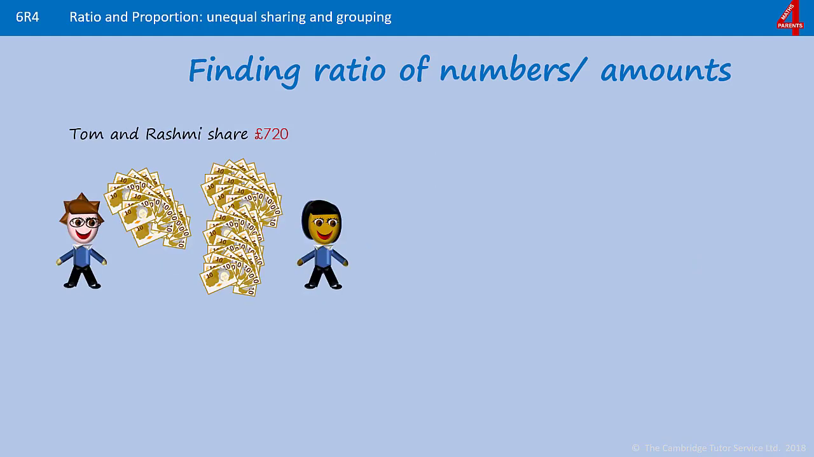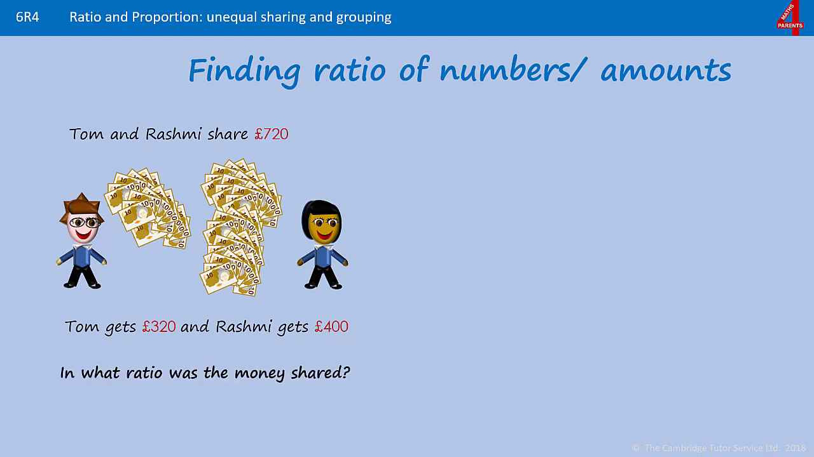And here's a similar one for you to try. Tom and Rashmi share £720. Tom gets £320 and Rashmi gets £400. In what ratio was the money shared? Remember, when you're dividing, if you divide both those numbers by 10, it's often easier to work out. Pause the video, have a go.